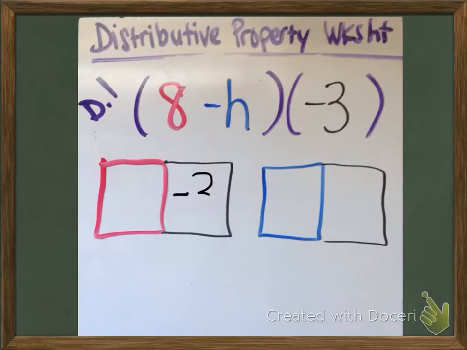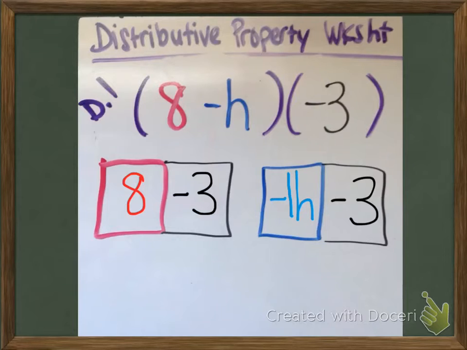The first thing you need to do is bring your negative 3 down into the black boxes. Now bring down your positive 8 and your negative h, which again, there's no number there, so you should know that it's a negative 1h.